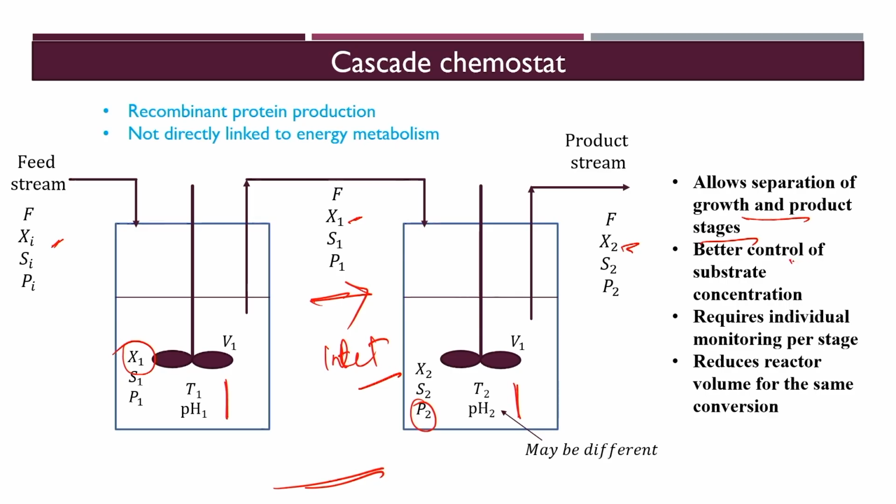So, it gives a better control of substrate concentration, but it requires individual monitoring per stage, and once you are able to use them in series, it reduces the reactor volume for the same conversion. Typically for recombinant protein production, this cascade chemostat system is used.